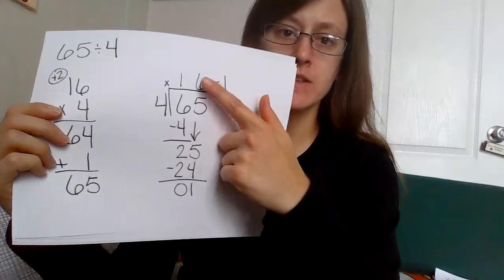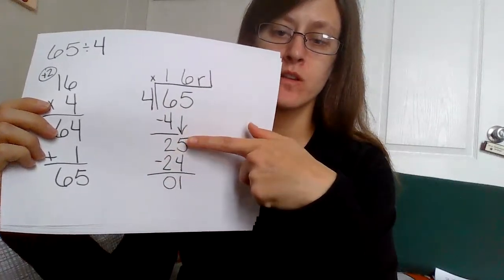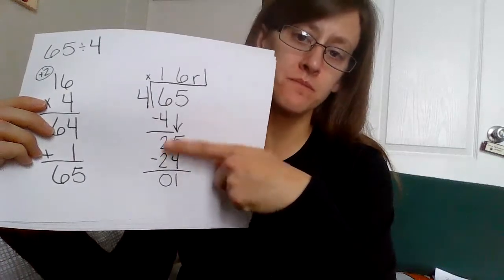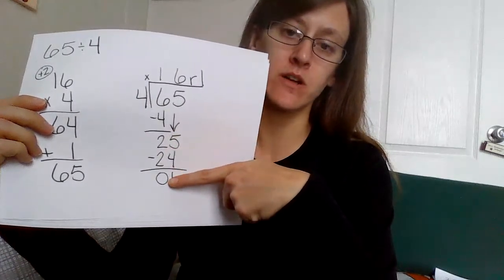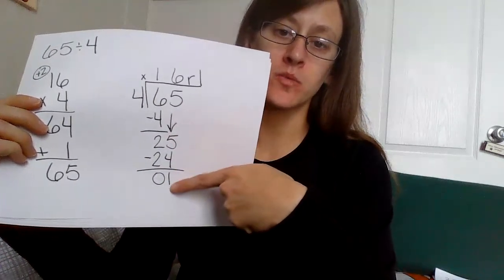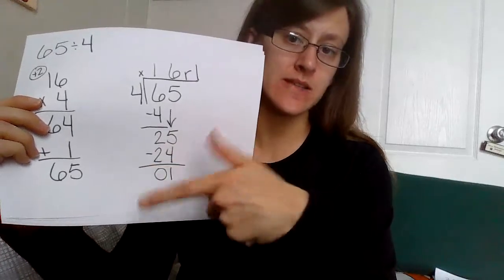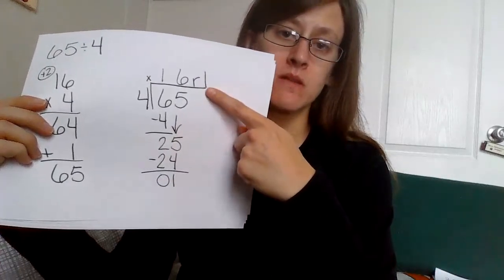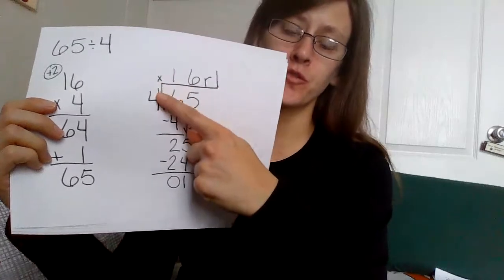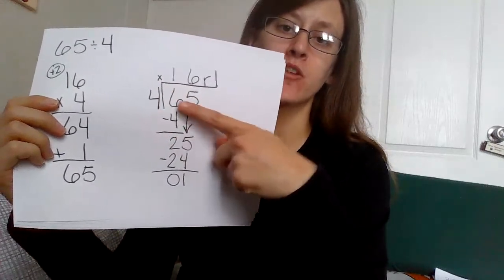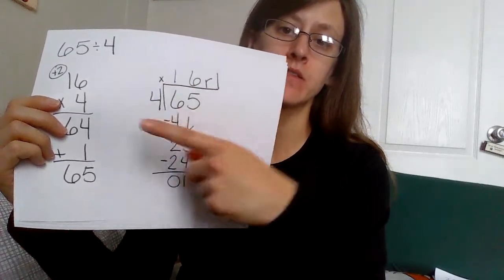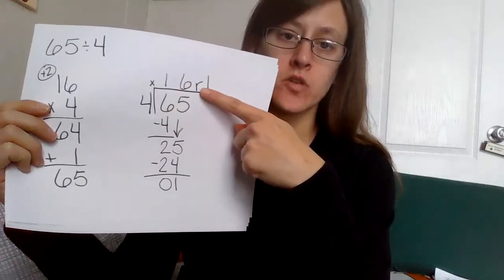Mom multiply, 6 times 4 gives me 24. Sister subtract, 25 minus 24. 5 minus 4 gives me 1. 2 minus 2 gives me 0. I don't have another number to bring down, so I'm not repeating my steps. That 1 is going to be my remainder. So for your quotient, when you look to see how many groups of 4 can you make out of 65, you have 16 groups of 4 with 1 left over.